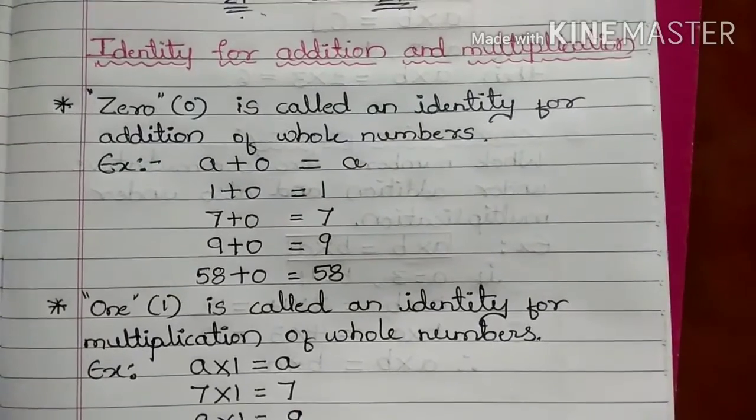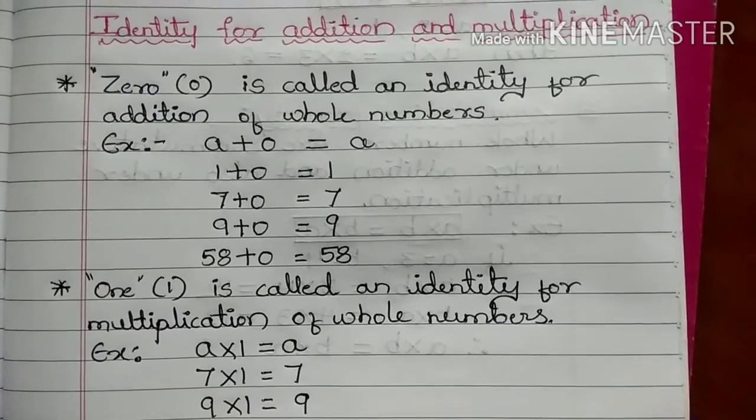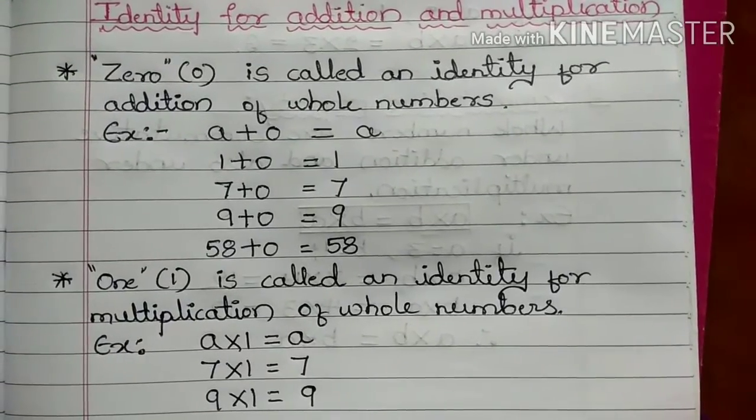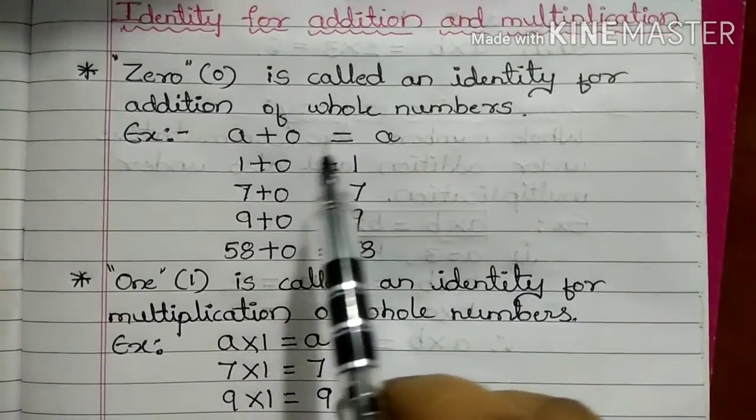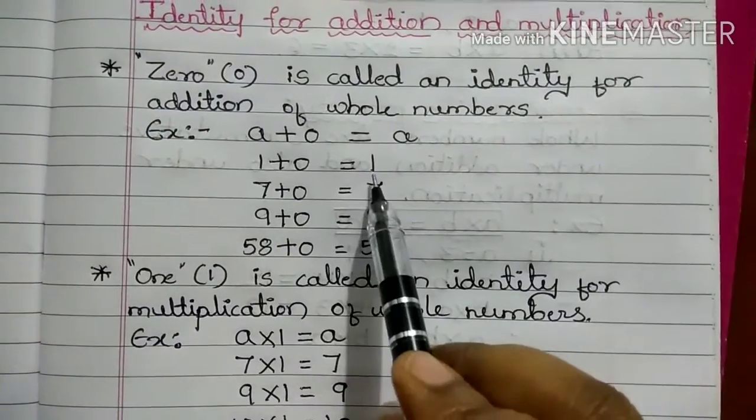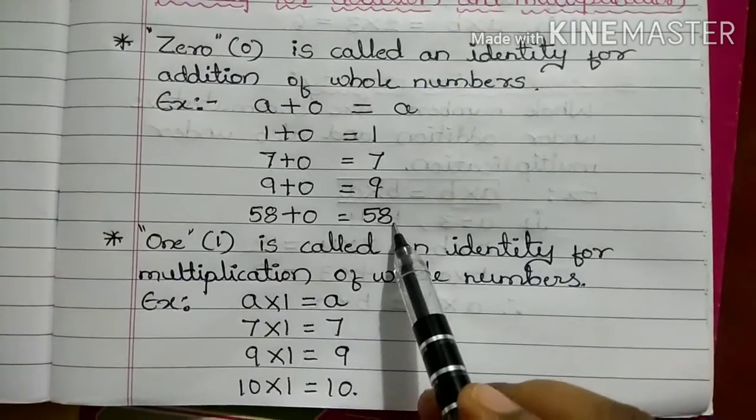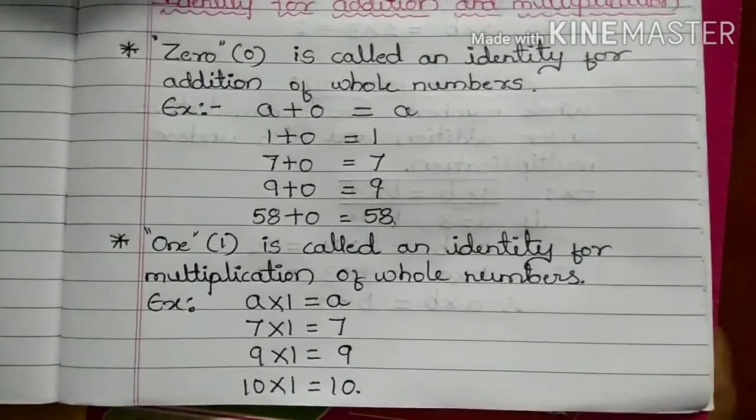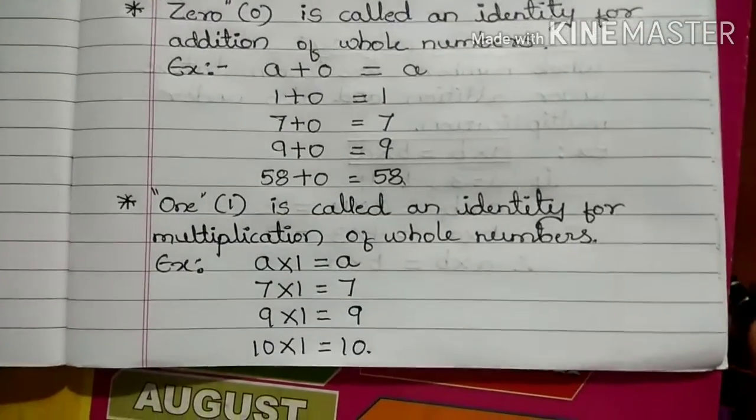Next one is identity for addition and multiplication. So 0 is called an identity for addition of whole numbers, because when we add 0 to any whole number, we will get a whole number. So a plus 0 equals a only. See here some more examples: 1 plus 0 is 1, 7 plus 0 is 7, 9 plus 0 is 9, 58 plus 0 is 58. So when we add 0 to any whole number, we get the same whole number. That's why 0 is called an identity for addition of whole numbers.